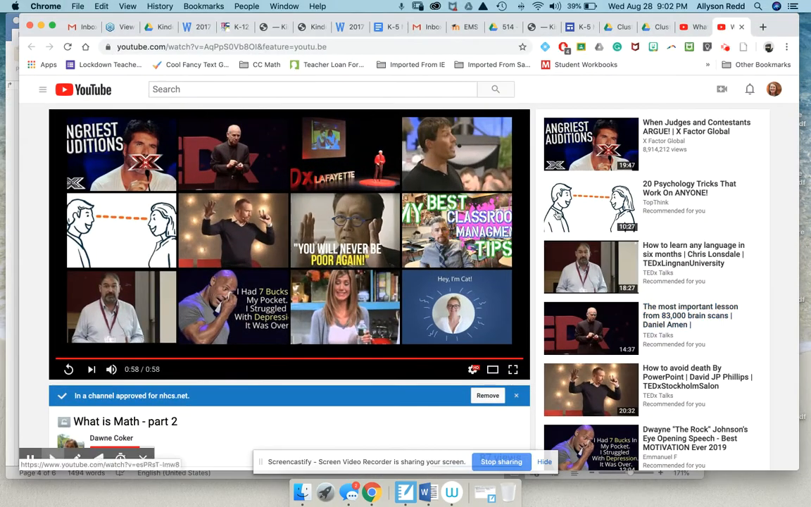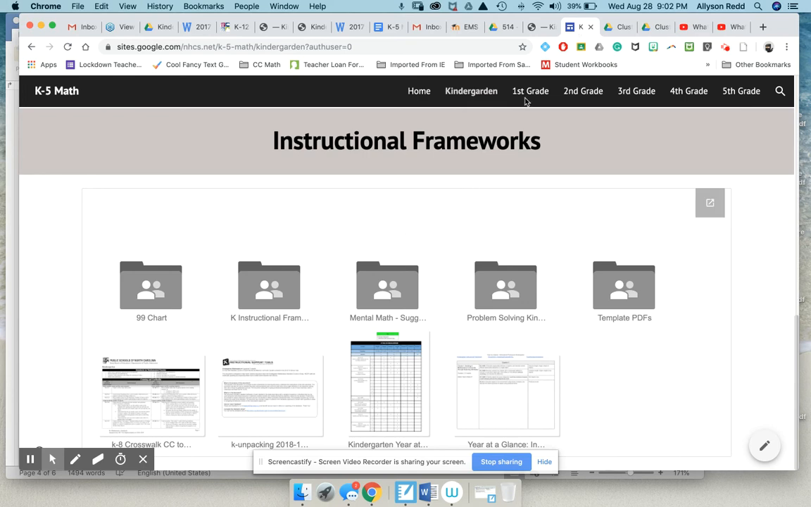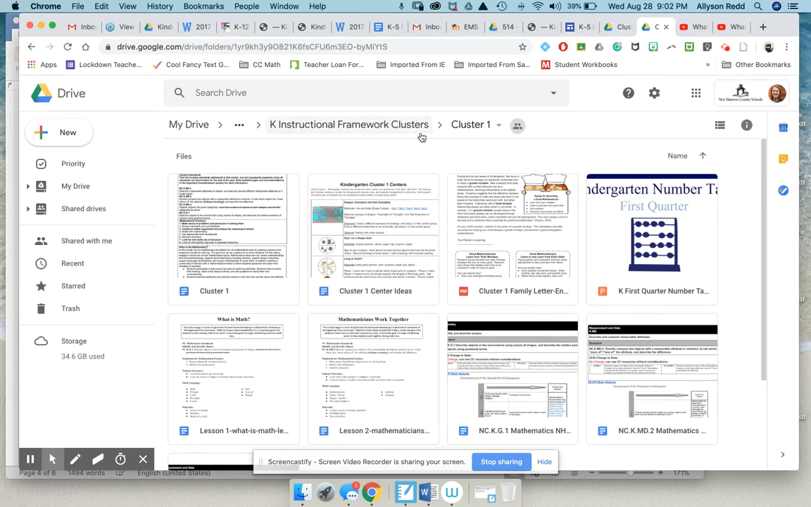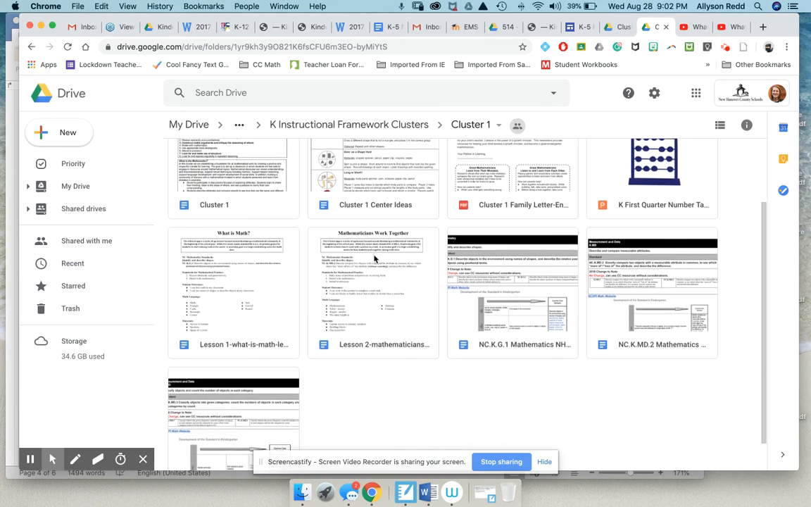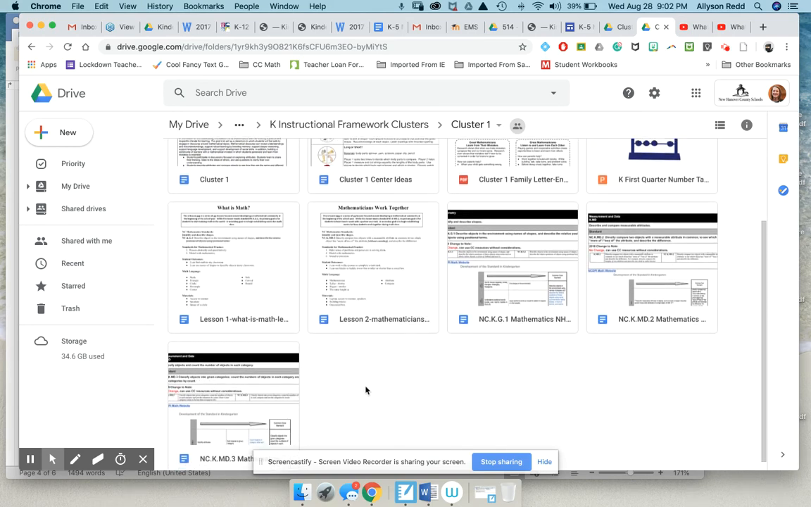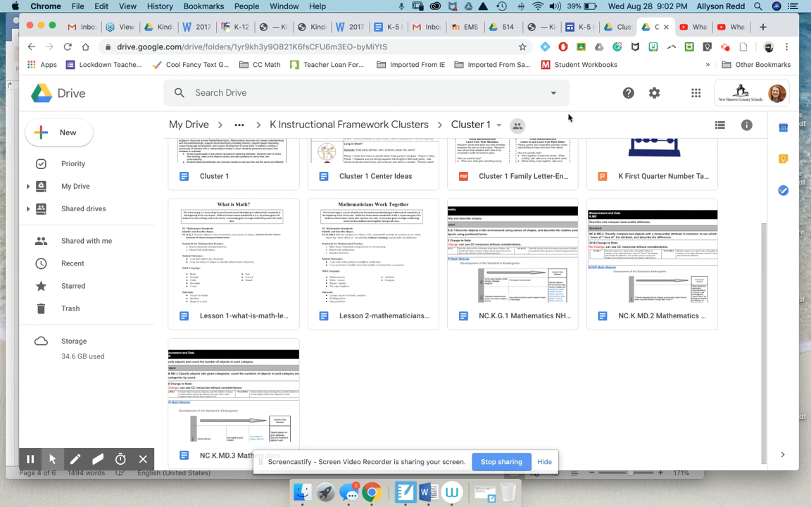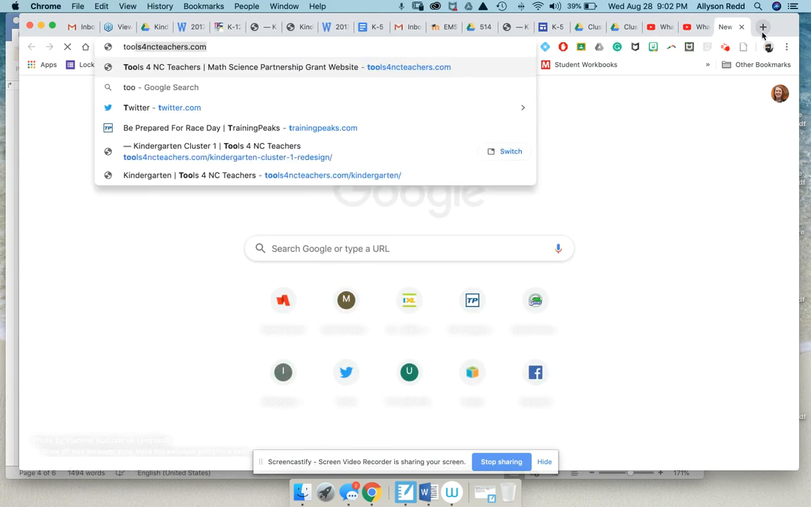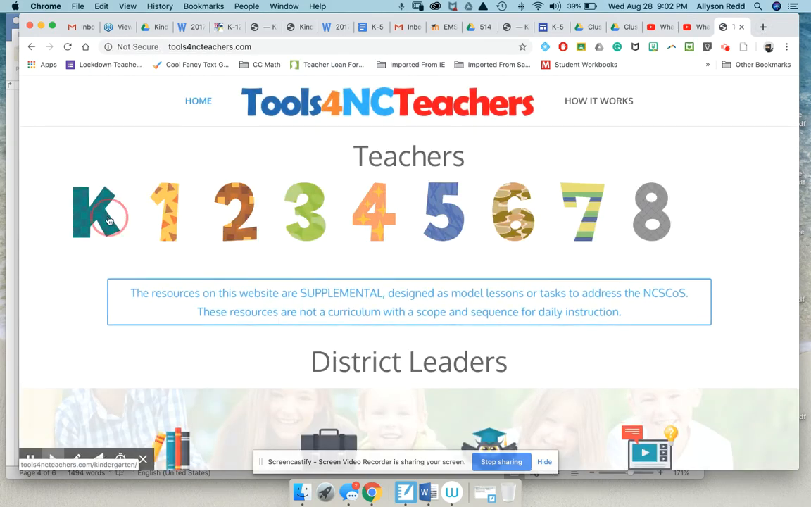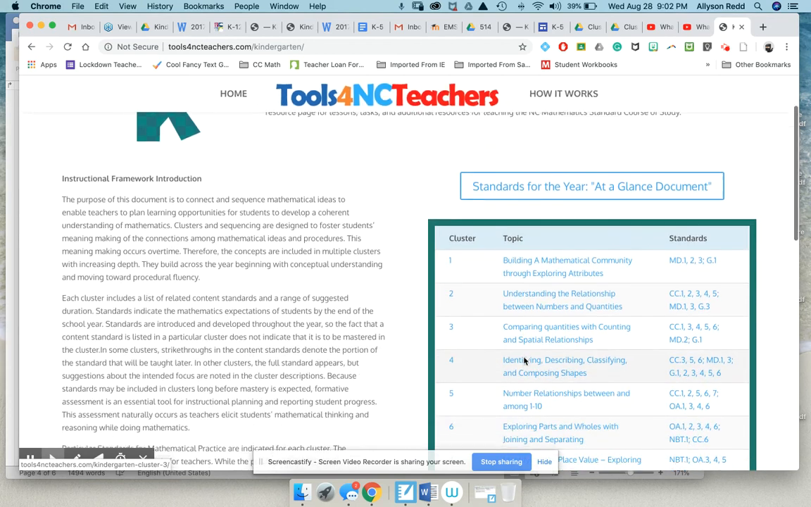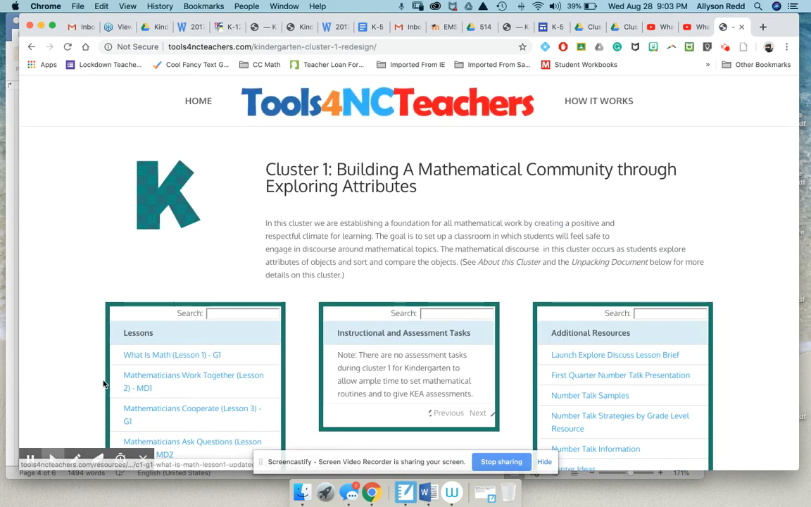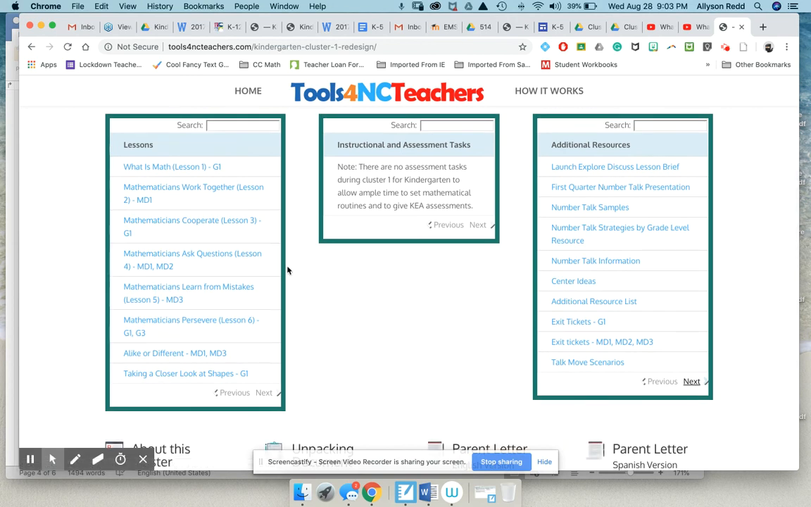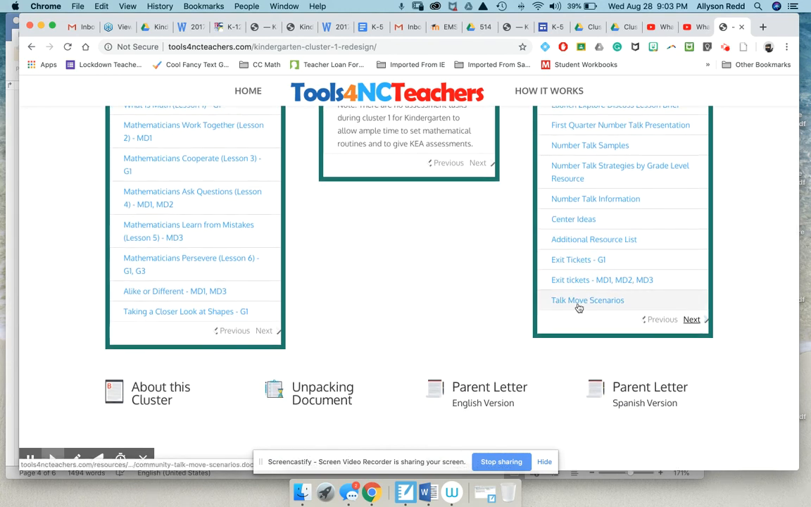Just know that this is all in the cluster folder for cluster 1, as well as lesson 2. I will upload the other lessons to the cluster just so it's there. But otherwise, you can just go to Tools for Teachers, Tools for NZ Teachers, Kindergarten, and then we would be under Cluster 1. Here there are up to 6 lessons with some additional information about some center ideas, some exit tickets, some talk move scenarios.